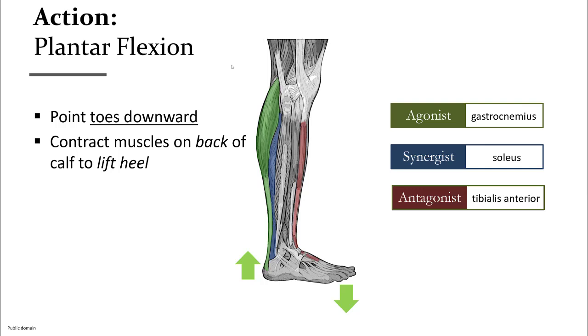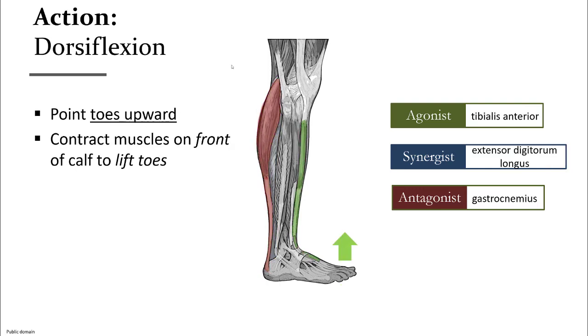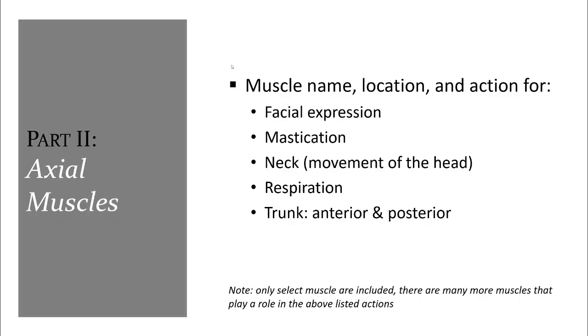The muscle in red on the front of the lower leg would lift the toes, so it would be the antagonist. In the opposite motion, dorsiflexion, or lifting the toes up, the muscle on the front of the calf is now green, and it is the agonist or prime mover, while the calf muscles on the back are the antagonists. Moving on to our axial muscles.